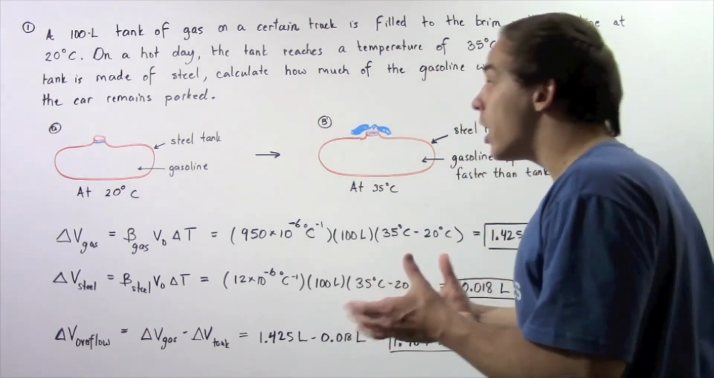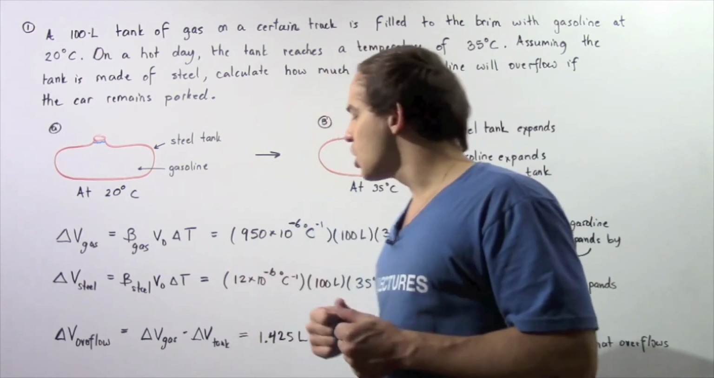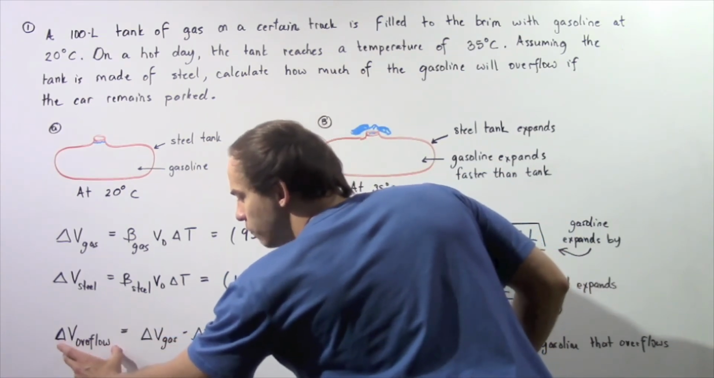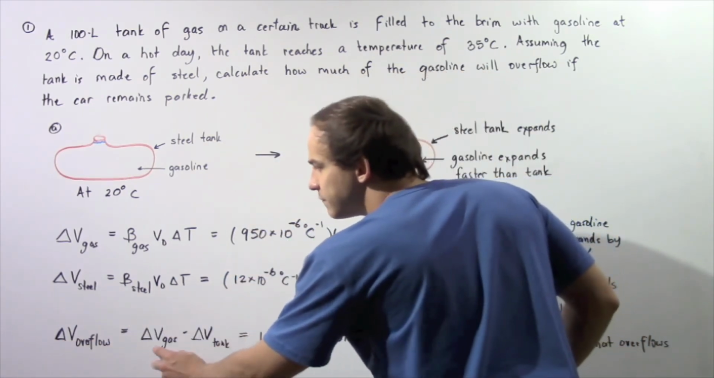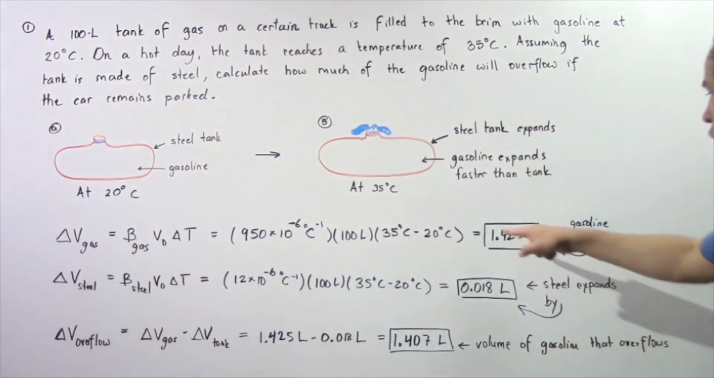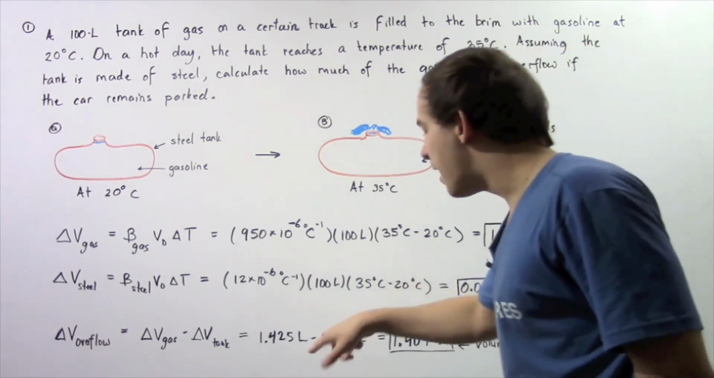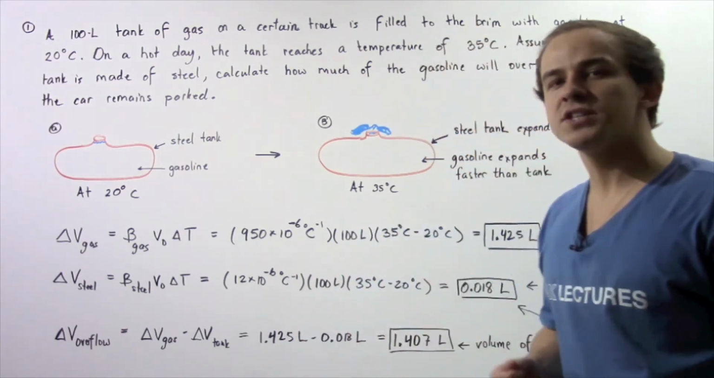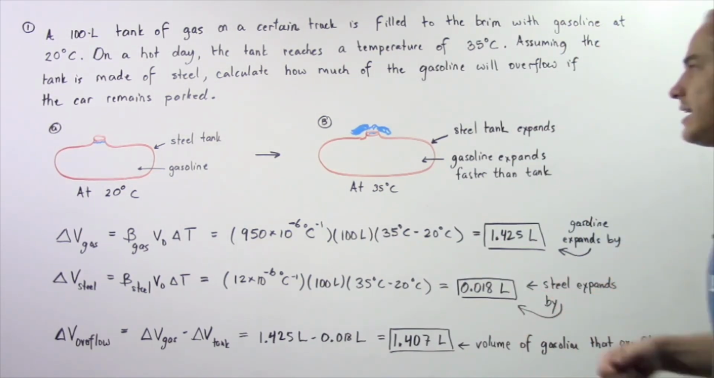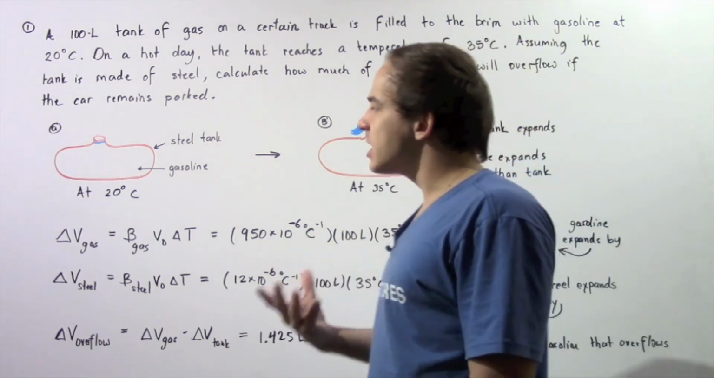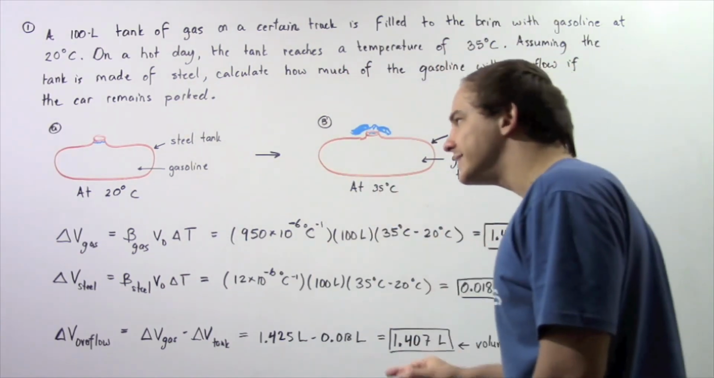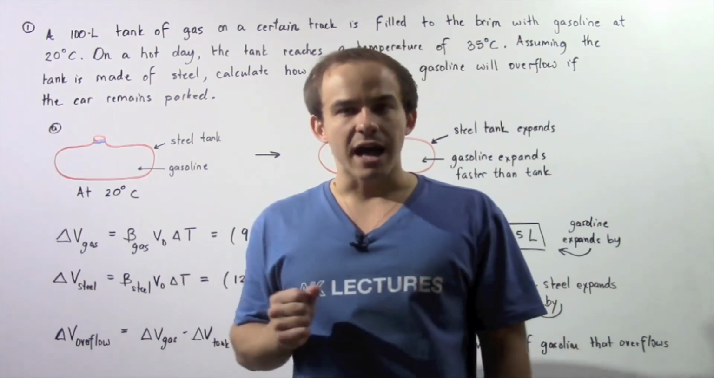Now, to find how much of our gasoline overflows, we simply take the difference. We say our change in volume overflow is equal to the change in volume of the gas minus the change in volume of the tank. So, 1.425 liters minus 0.018 liters gives us 1.407 liters, which is the volume of the gasoline that overflows as a result of the fact that our liquid, the gasoline, expands at a faster rate than our steel tank, our solid object.